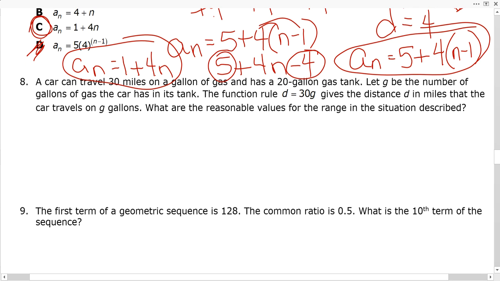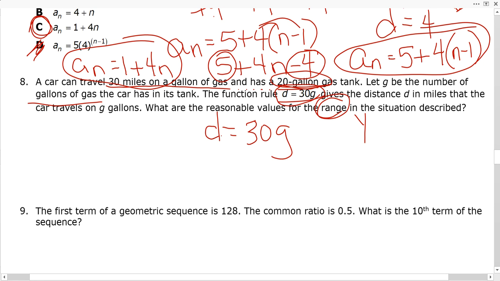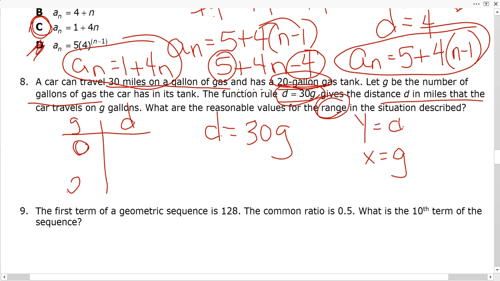Okay, number 8. We're looking for range. Range is y. We have gallons, and we have a rule. I love that. And I have distance. So distance is going to be y. X is going to be g. And the way I would do this is I'm just going to put gallons over here and distance over here. Because when I'm thinking about my domain, I can have 0 gallons of gas, or I can have 20 gallons of gas. That's the least and the most I can have.